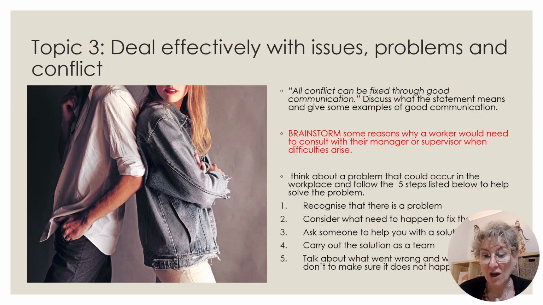First, you have to recognise there is a problem. Consider what needs to happen to fix the problem. Ask someone to help you with a solution. Carry out the solution as a team. Talk about what went wrong. This is postvention. So it enables you to unpack the problem, see what happened, how it was resolved, and how to avoid having the same kind of issue arise again.